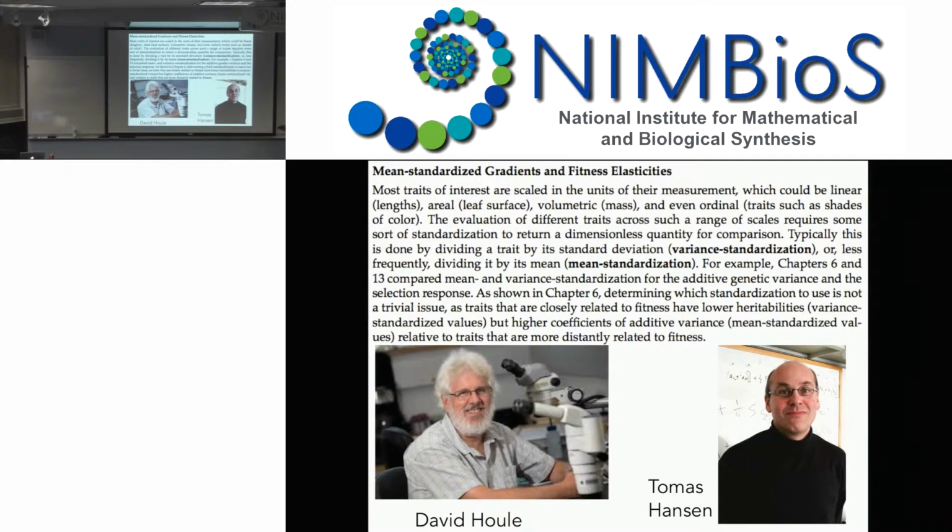This gets into a debate about mean standardization and variance standardization. David Houle and Thomas Hansen were a lot of the people, especially initially David, that worried about variance and mean standardization. And it traces back to heritability. Heritability is additive variation divided by total variation. If you do that, the heritability for fitness traits tends to be small. Heritability for morphological traits tends to be large.